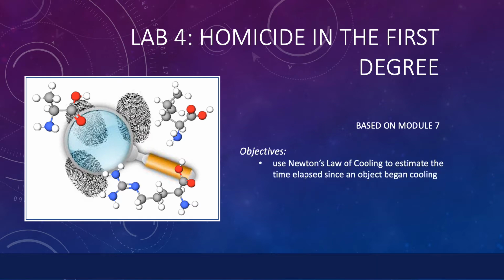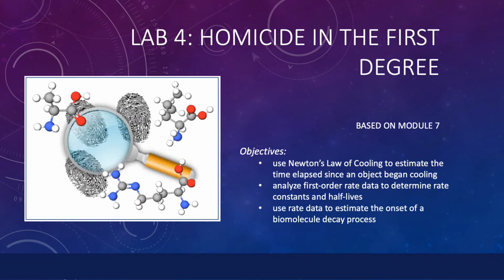Our learning objectives will include the following. We're going to look at Newton's law of cooling, which is a first-order process, and use it to measure the time elapsed since an object began a cooling process. We're then going to analyze some first-order rate data to determine both rate constants and half-lives so that we can use them to similarly make a measurement of a time duration. We're going to use that rate data then to estimate the onset of a decay process involving biological molecules, and this will enable us to solve a murder mystery.